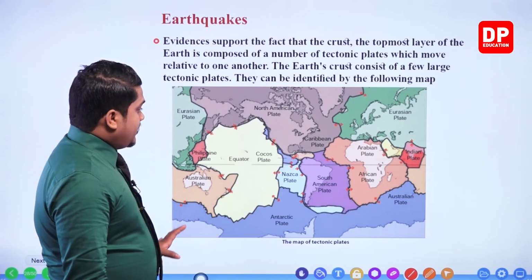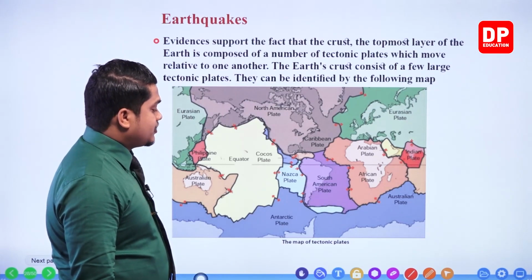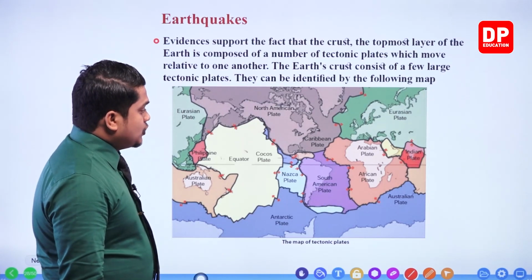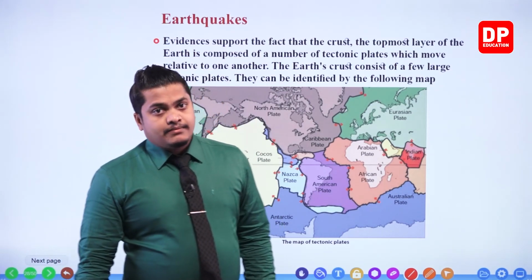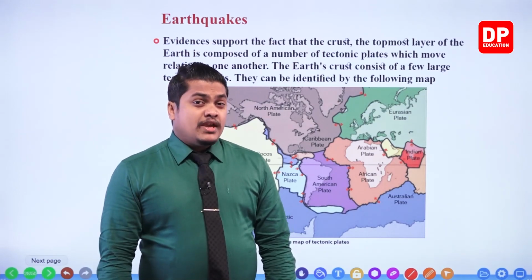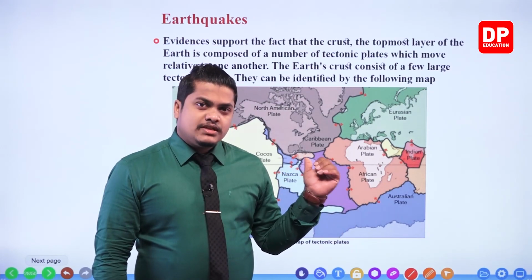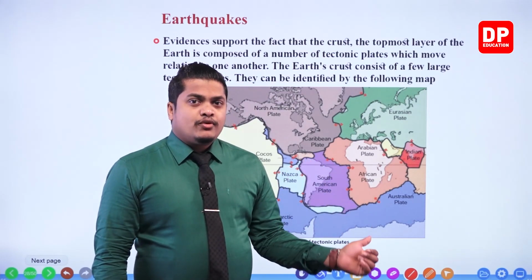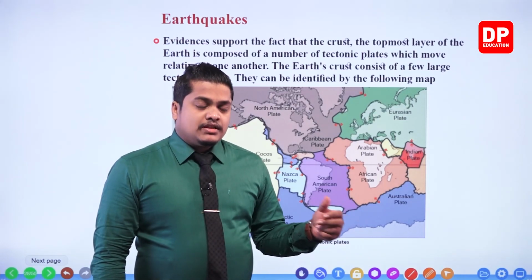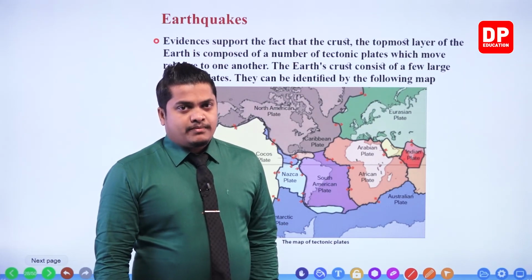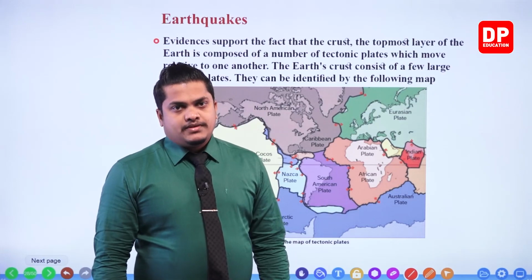So here you can observe the plates, the tectonic plates, my dear children, the map of the tectonic plates. So this is how the earth crust has been divided into several segments. However, we won't be able to observe these things, because in order to observe this kind of division, you have to go to a tectonic plate boundary. But the main thing is that most of the tectonic plate boundaries are located within the sea. So we won't be able to observe them.